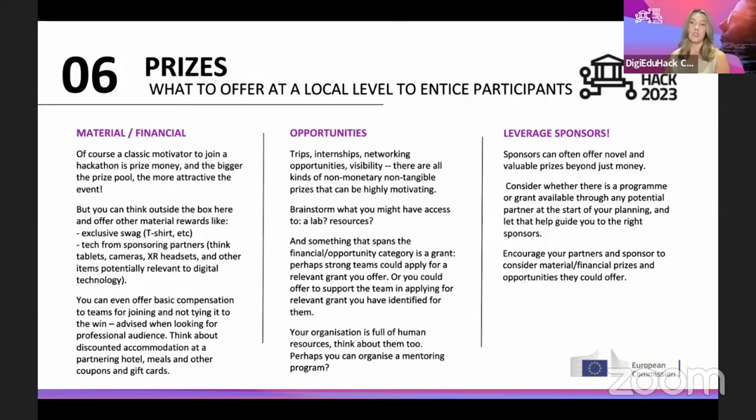What kind of resources do you have available? Do you have a lab that they could get access to? Do you have a platform that they could get, let's say, a year's worth of access to, whatever it can be? So any opportunities that you can provide to your winners. If these are not possible for you, we go to human resources.